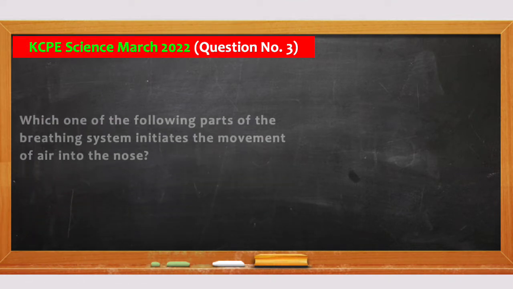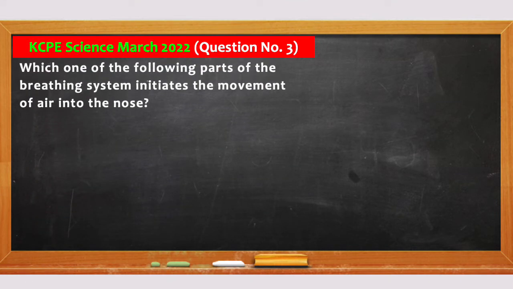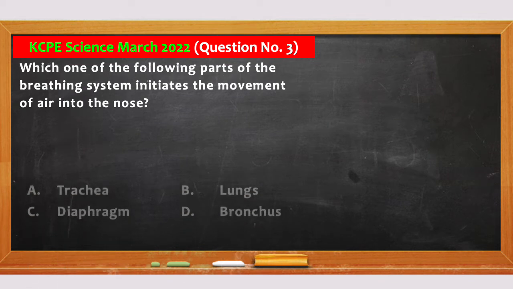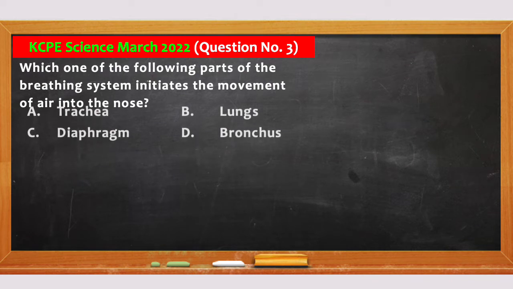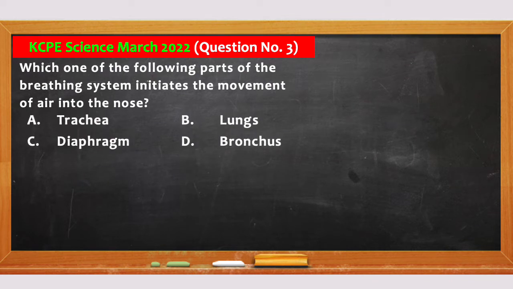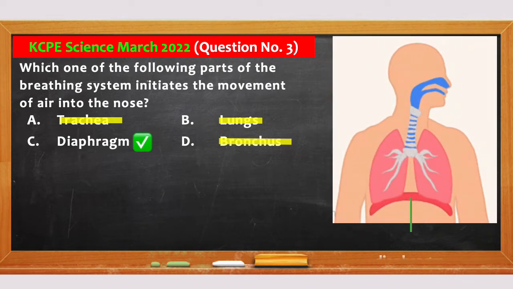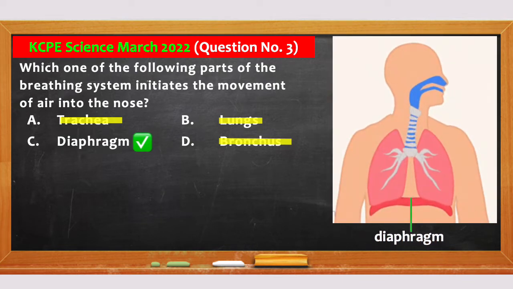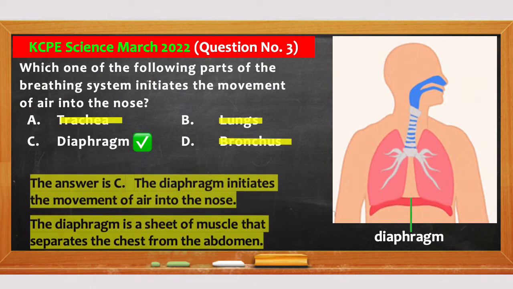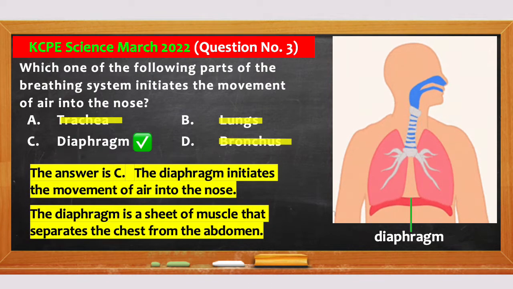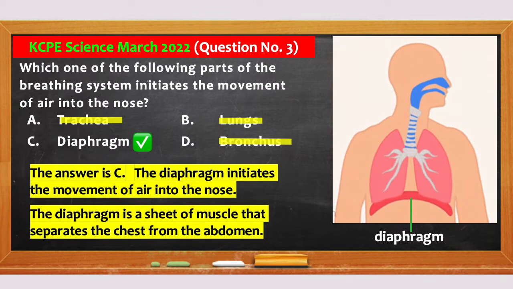Which one of the following parts of the breathing system initiates the movement of air into the nose? A. Trachea, B. Lungs, C. Diaphragm, and D. Bronchus. The answer is C. It is the diaphragm that initiates the movement of air from the atmosphere and into the nose.